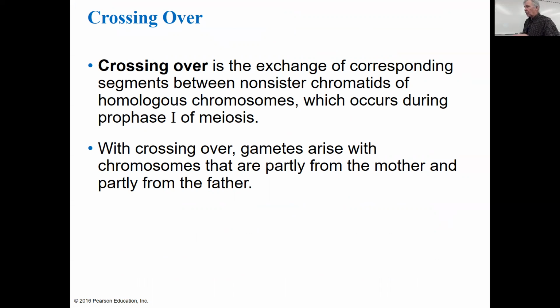Second thing, crossing over, exchange of corresponding segments between non-sister chromatids of homologous chromosomes, occurs during prophase 1 of meiosis. With crossing over, gametes arise with chromosomes that are partly from the mother and partly from the father. So even with independent assortment, there will be a really slim chance you'd be giving your kids the same set of chromosomes you got from your parents. But with crossing over, that's not possible at all because you're scrambling. Each chromosome is going to be a mixture now of mom's chromosome and dad's chromosome. So you really scramble things up, and you make sure that every offspring is genetically unique, genetically different.